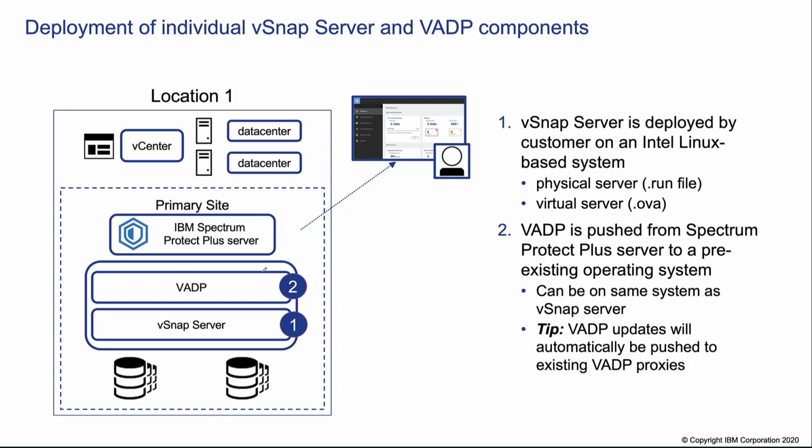So for the vSnap server, we'll just talk a little bit about the relationship between the VADP proxy and the vSnap server. The vSnap server is deployed either on a physical server or it's provided through an OVA.